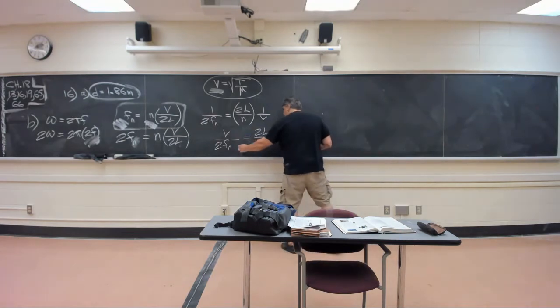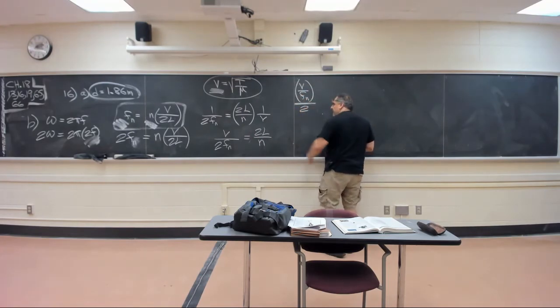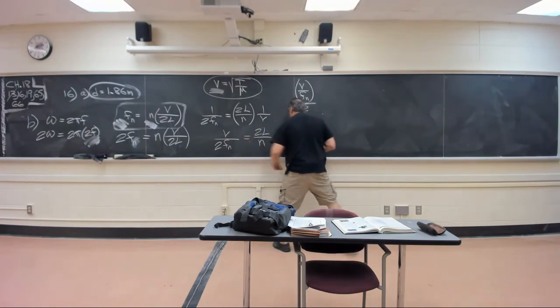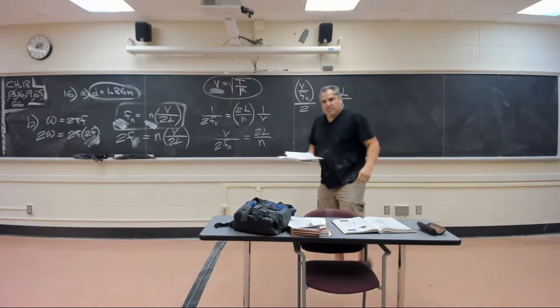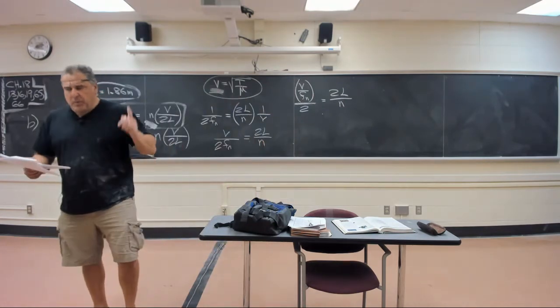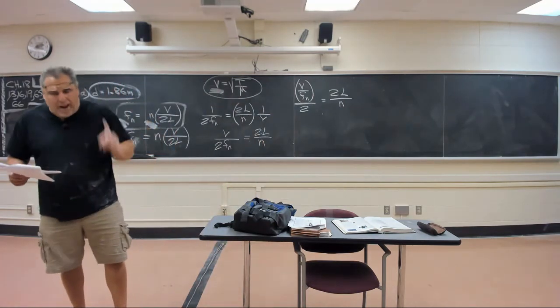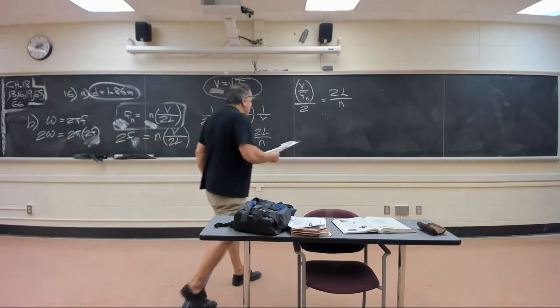This right here is V over Fn divided by 2. That's what that is. This is 2L divided by N, which is the wavelength of the standing wave. That's the wavelength of the standing wave.